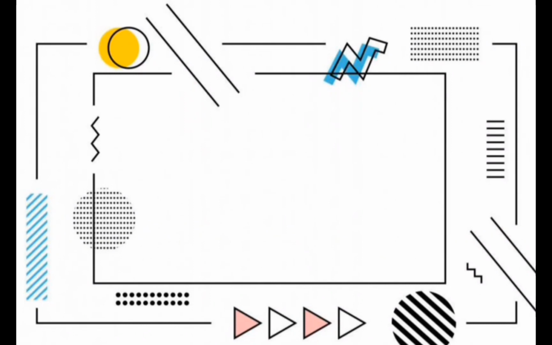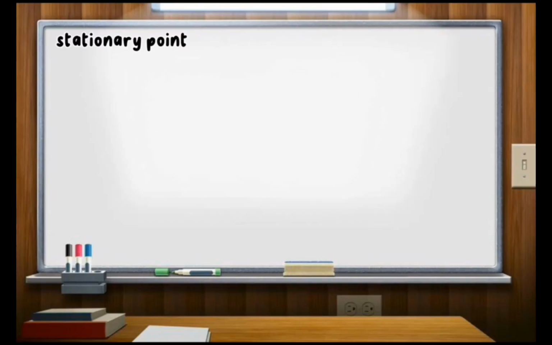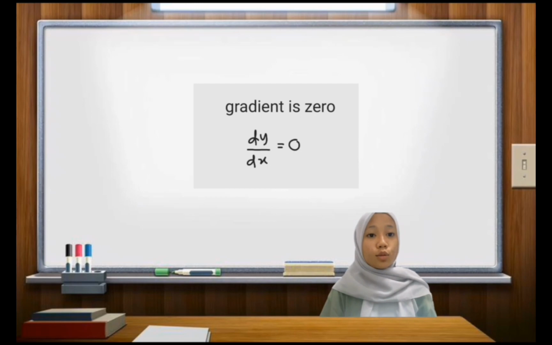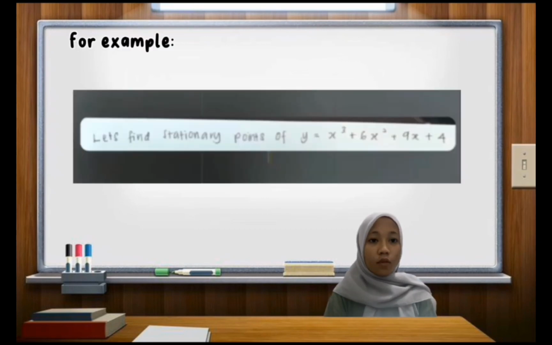Stationary points are specific points on a graph. This graph shows minimum and maximum points. To find a stationary point, we need to find the coordinates where the gradient is 0, that is where dy/dx equals 0. For example, let's find the stationary point of y equals x cubed plus 6x squared plus 9x plus 4.